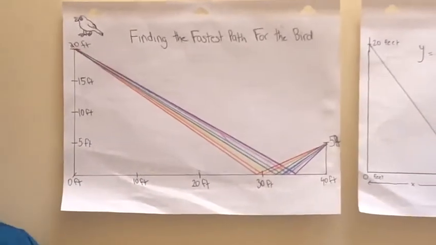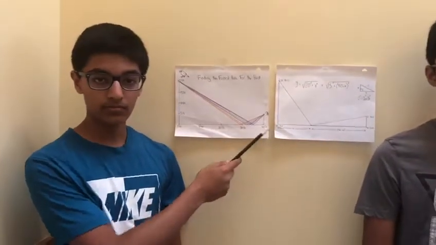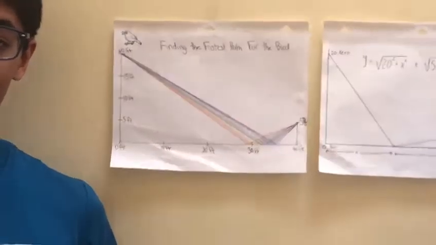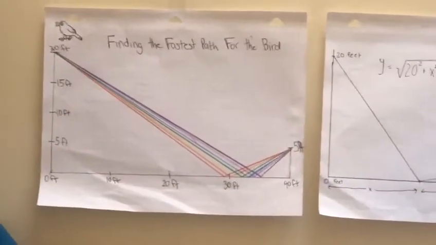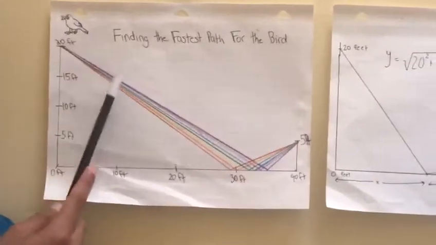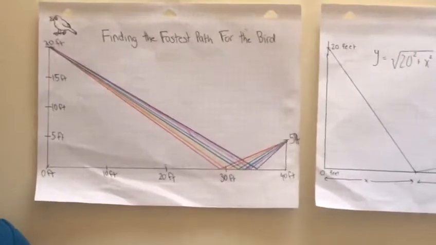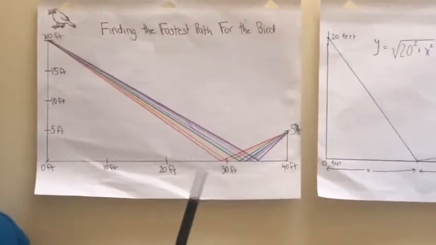As you can see, the bird can take many paths, but the bird wants to take the fastest path. There are infinite paths, so how do we find the shortest? Of course, the shortest path would be a straight line from the tree to the fence. But you have to remember the bird wants to get the food and then go sit on the fence.